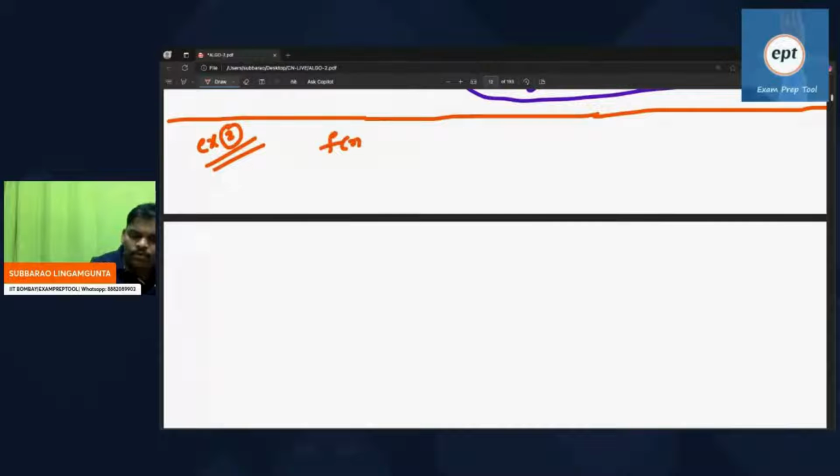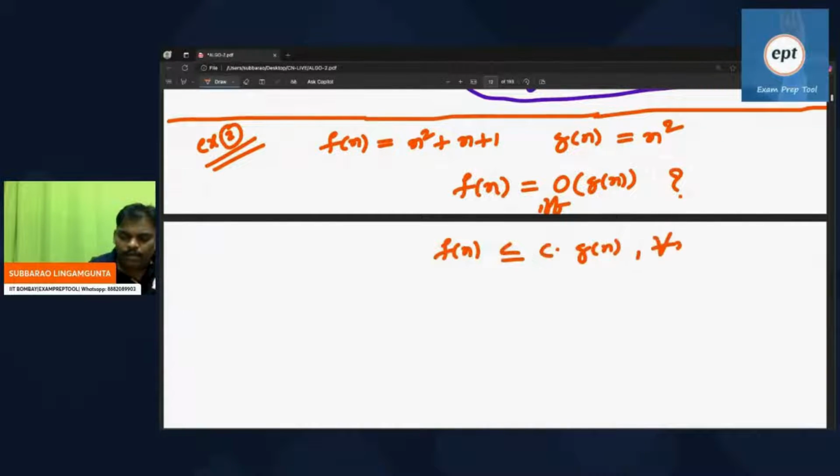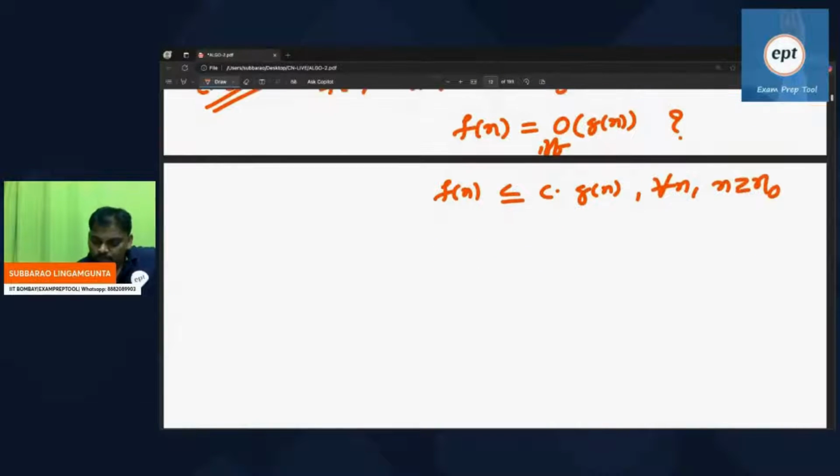Now let's do the reverse. f of n is n square plus n plus 1, g of n is n square. Now I want to say f of n is big O of g of n. If you want to say this, this condition should be satisfied: f of n is less than or equal to some c into g of n, for all n where n is greater than or equal to n0. Can I satisfy it or not? Let me check.